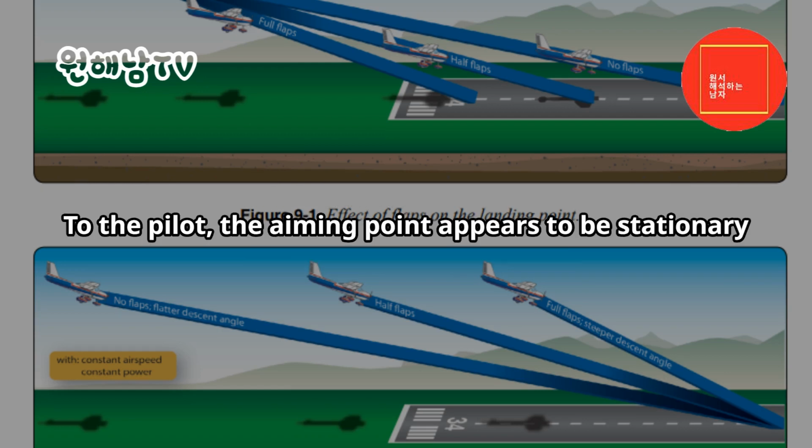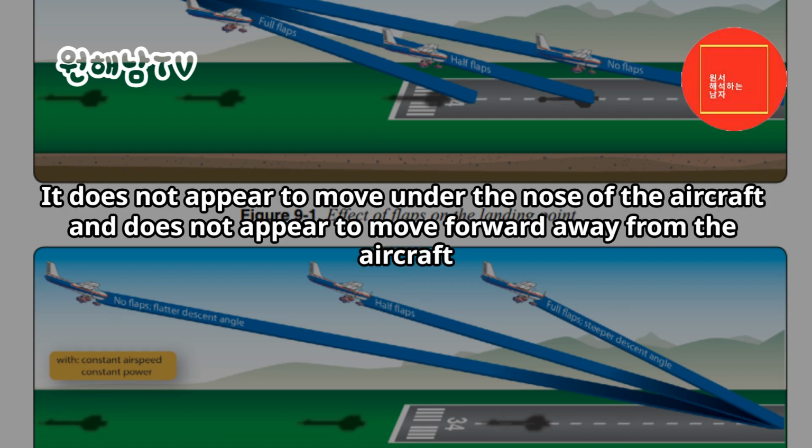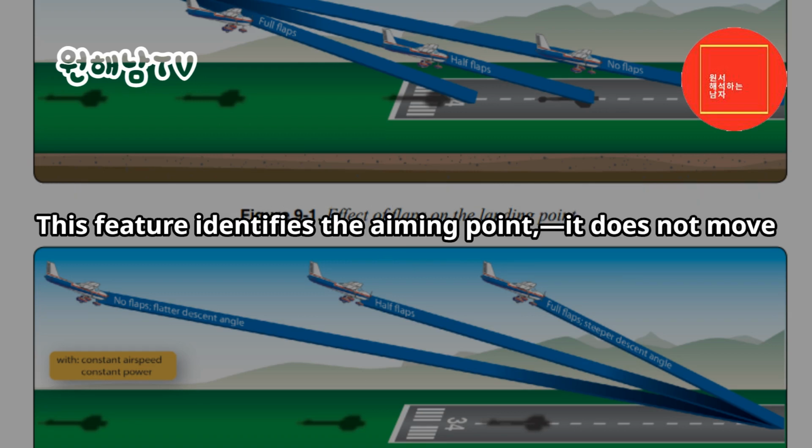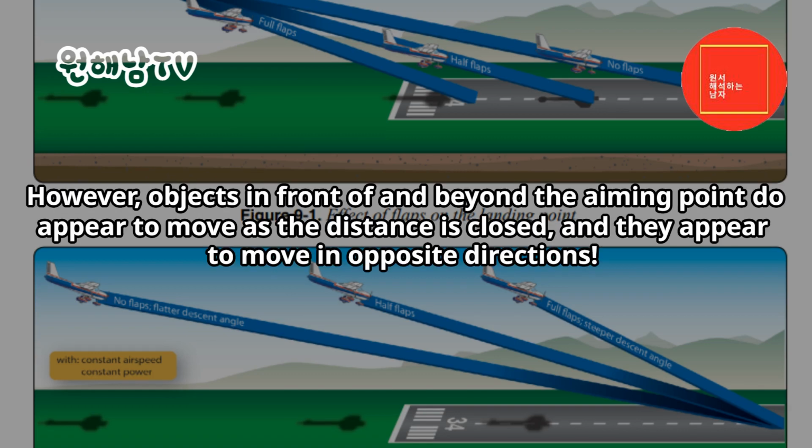To the pilot, the aiming point appears to be stationary. It does not appear to move under the nose of the aircraft and does not appear to move forward away from the aircraft. This feature identifies the aiming point: it does not move. However, objects in front of and beyond the aiming point do appear to move as the distance is closed, and they appear to move in opposite directions.